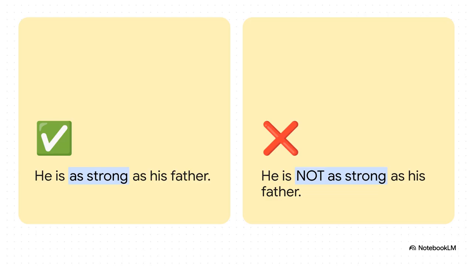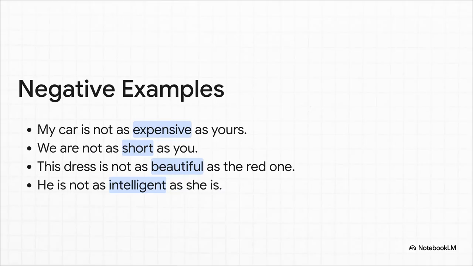Okay, but what happens when things aren't equal? Well, this is the best part. It's incredibly simple. All you have to do to make the whole sentence negative is add one little word, not. So you go from he is as strong to he is not as strong. Easy, right? Let's really lock this idea in with a couple more examples. How about my car is not as expensive as yours, or he is not as intelligent as she is. The formula is exactly the same, you just pop that not right after the verb. You're basically just showing that things are unequal.